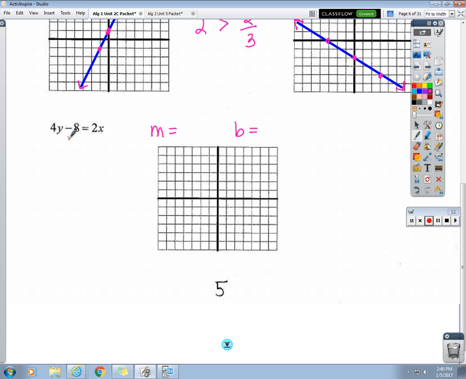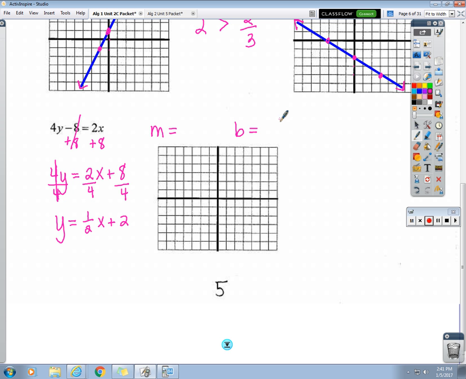First, we need to add the 8, because isn't that 8 the b value? So we're going to add the 8 over, and that gives us 2x plus 8 on the right. So now we have y equals mx plus b, but y is not by itself yet. How do you get that y by itself? Divide everything by 4. So y equals, okay, shouldn't we go ahead and reduce that? 1/2 x. And then what does the b simplify to? A 2.